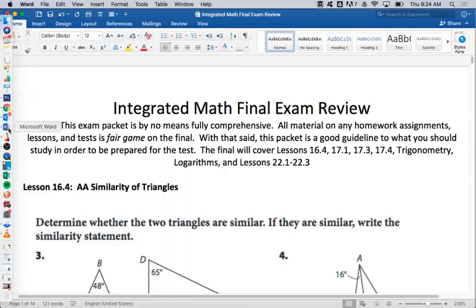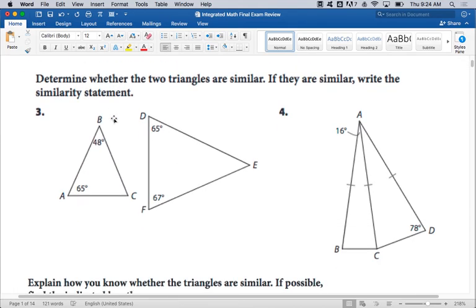What we are covering today is triangle similarity. So I will direct you to the first problem, number 3, on the first page of this review packet. Let's take a look.